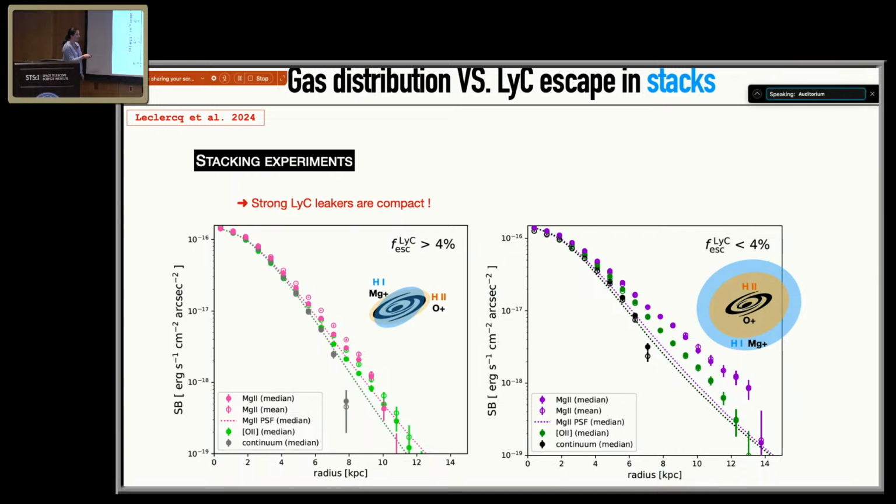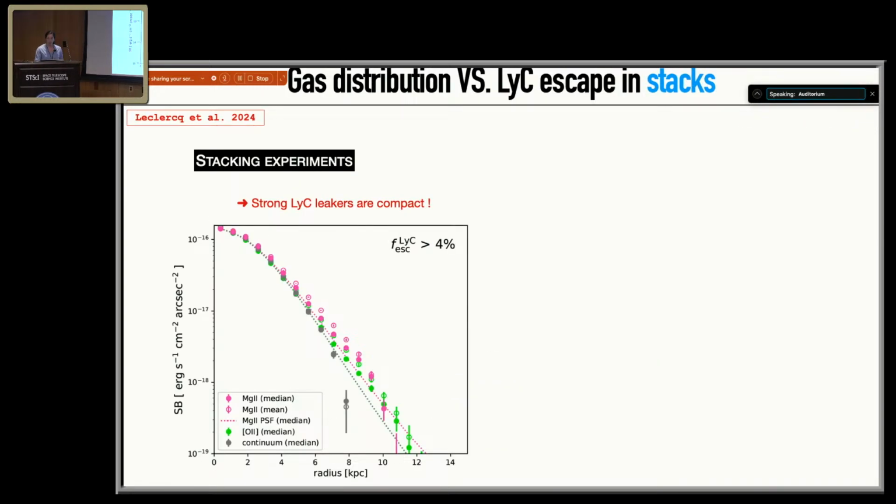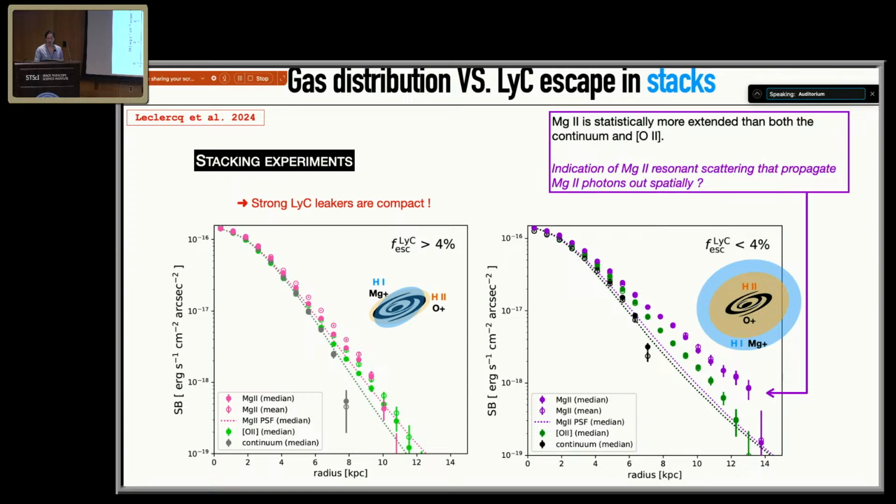And if we look at the weaker leakers, here we do see an interesting behavior where the O2 is more extended than the continuum, but magnesium 2 is also more extended, even more extended than O2. And this is maybe a sign, an indication for magnesium 2 resonance scattering in those objects.